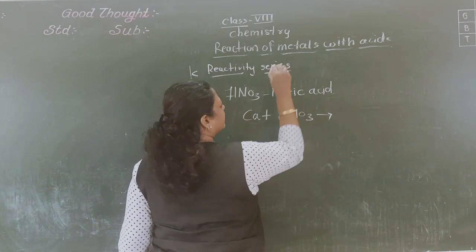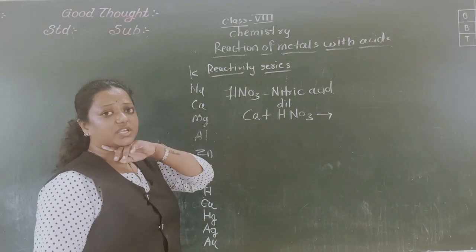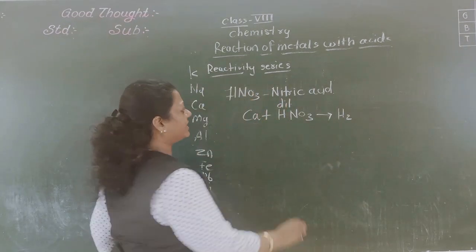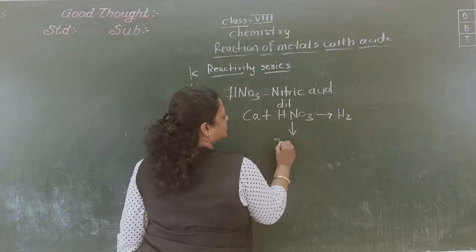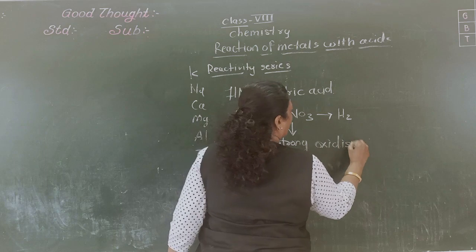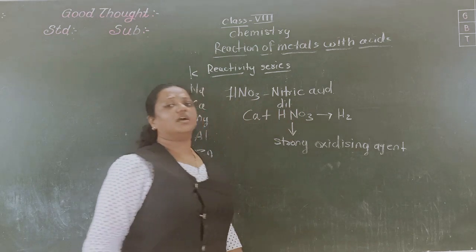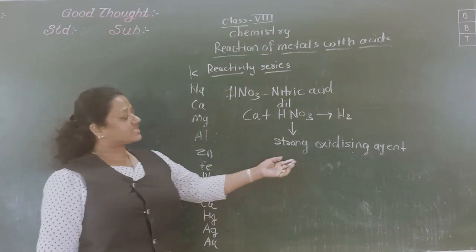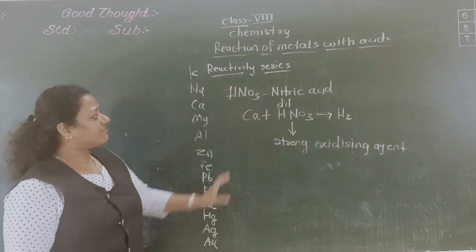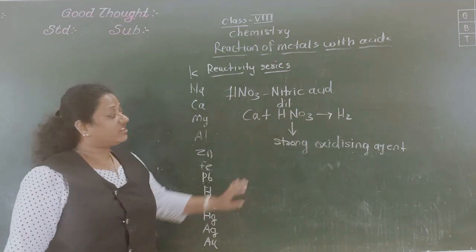If I take very dilute HNO3, then what happens when calcium reacts with HNO3? It forms H2. But this HNO3 is a strong oxidizing agent. Now you will ask me, what is meant by an oxidizing agent? An oxidizing agent is an agent which provides oxygen. Whenever there is a reaction, it will provide oxygen.